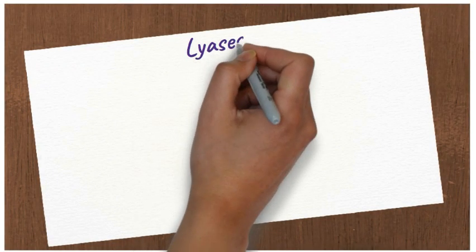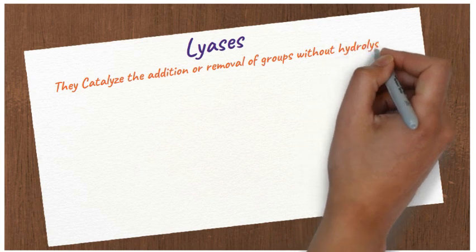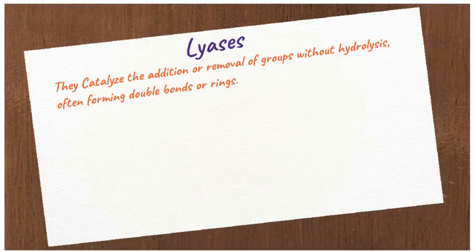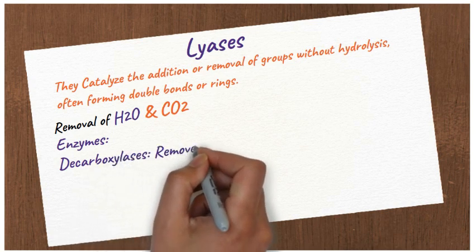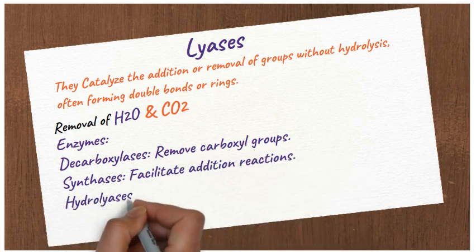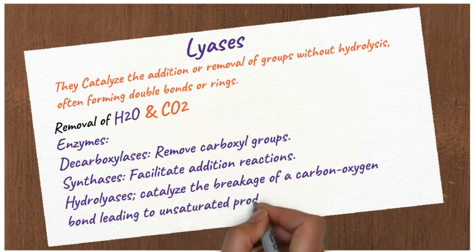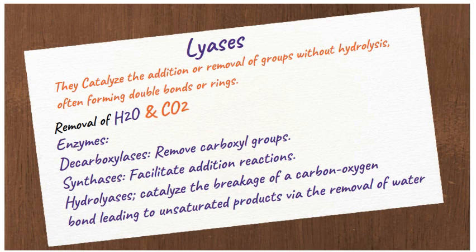Lyases are up next. They catalyze the addition or removal of groups without hydrolysis, often forming double bonds or rings. They're responsible for things like removal of water or carbon dioxide from substrates. We can find enzymes like decarboxylases, synthases, and hydratases in this group. Decarboxylases remove carboxyl groups, synthases facilitate addition reactions, and hydratases catalyze the breakage of a carbon-oxygen bond, leading to unsaturated products via the removal of water. For a specific example, we have fumarase, which is a hydratase used in the citric acid cycle to remove a molecule of water to form fumarate.